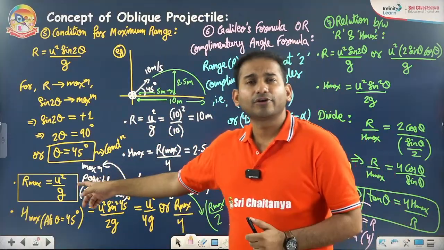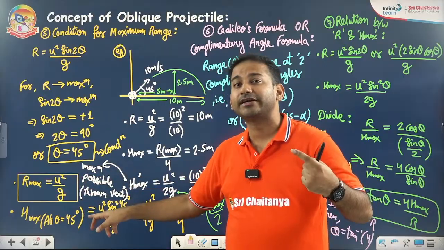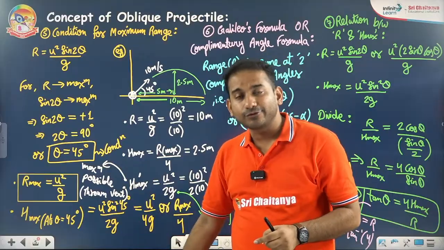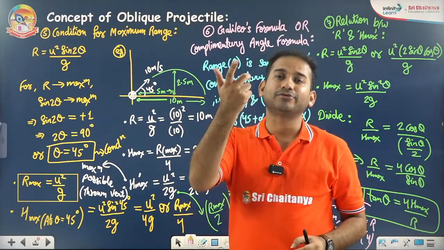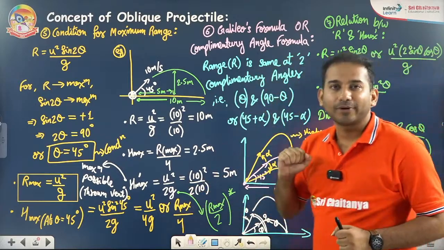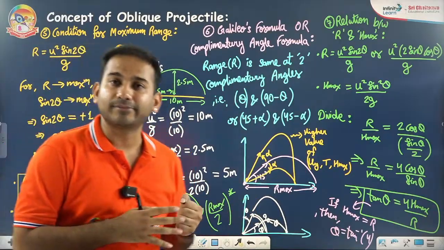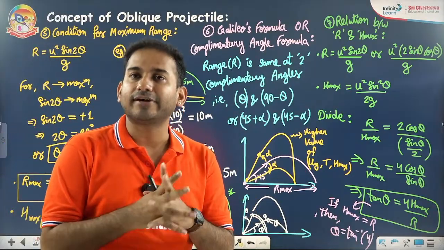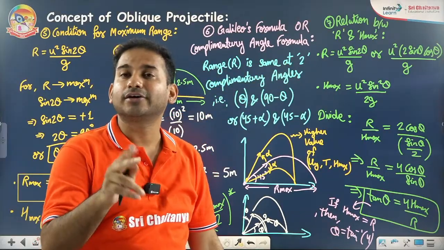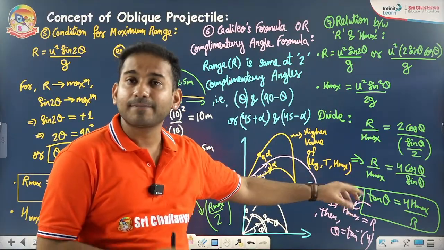Then condition for maximum range, theta is equal to 45 degrees. The maximum range value will be u square by g. The maximum height attained during the maximum range will be r max by 4. But if you have to check your vertical capacity, it will be r max by 2. Alright. Galileo's formula or complementary angle formula, at theta and 90 minus theta, or at 45 plus alpha and 45 minus alpha, precisely speaking, at complementary angles, the ranges are going to be same. At 45 degree, the range is going to be maximum.